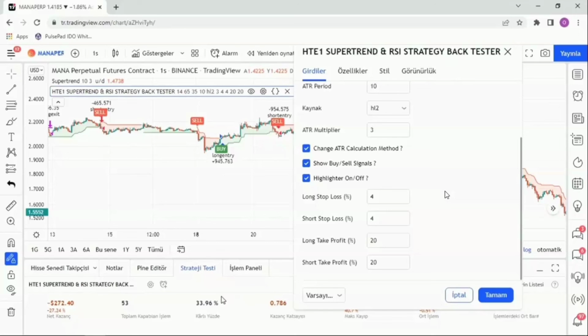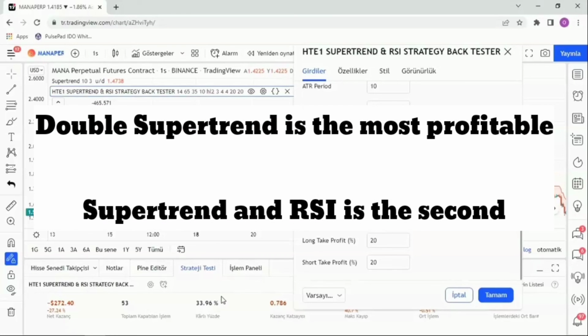By checking all of these results, we can say that if you are willing to use Supertrend on your trades, then using double Supertrend strategy will be a wise option for you. Supertrend and RSI was not bad at all, but it still couldn't beat the double Supertrend strategy.